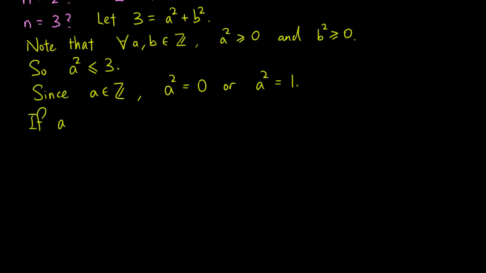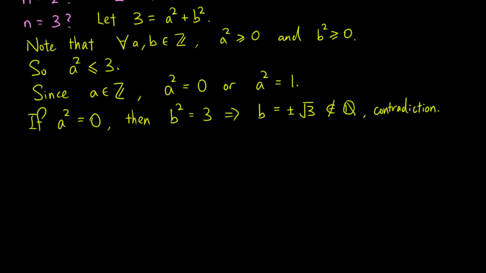Let's consider each case. If a squared equals 0, then b squared equals 3. So b equals plus or minus square root of 3, which is irrational, a contradiction. If a squared equals 1, then b squared equals 2, so b equals plus or minus square root of 2, again irrational.